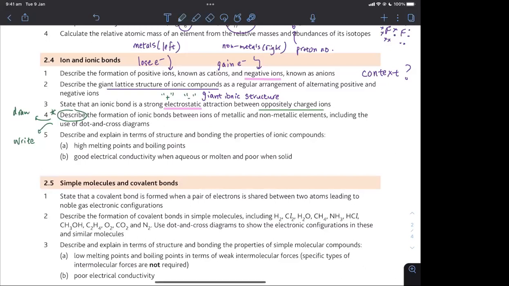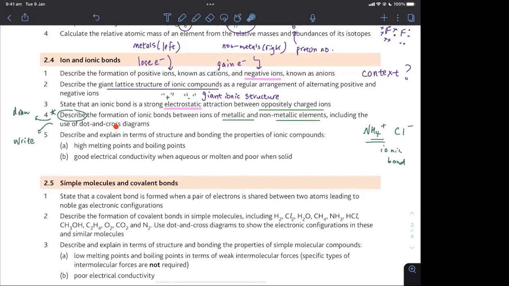To be honest, the work 4, if I'm not mistaken, I'll show you in a little bit. This is between metallic and non-metallic elements. So they specify, even though you could have things like ammonium chloride, that is not a metallic element. So yes, you do have an ionic bond there, but they won't ask you to think about the formation of the ion there. They will just ask you between metal and non-metal, including the use of dot and cross diagrams.